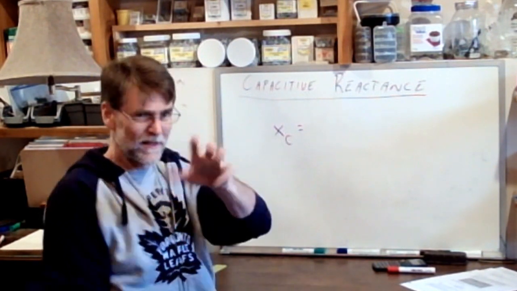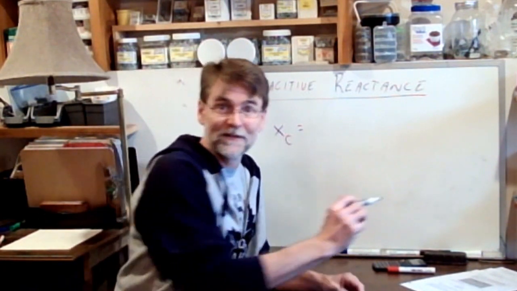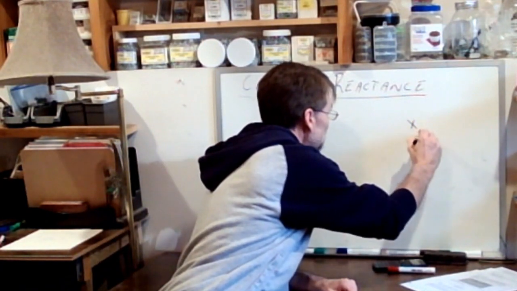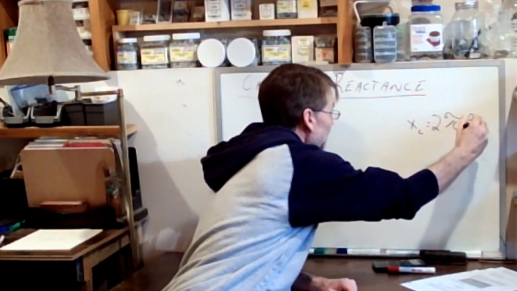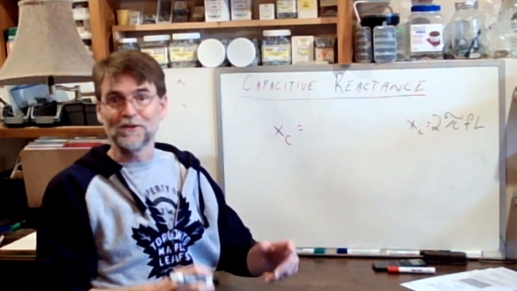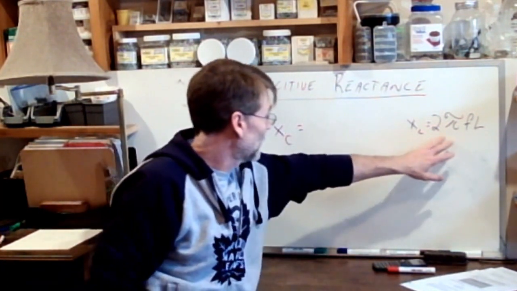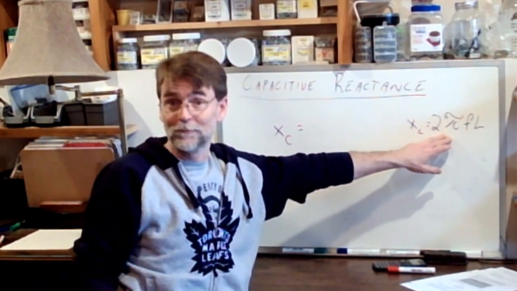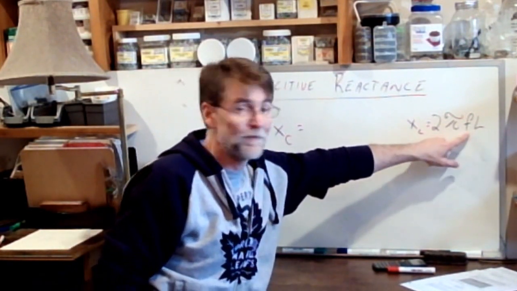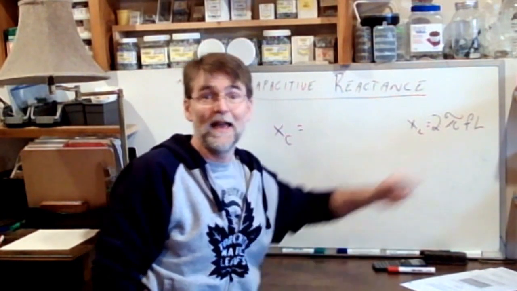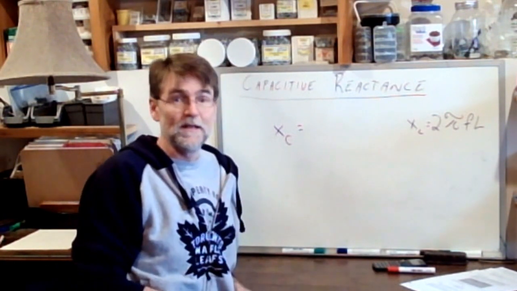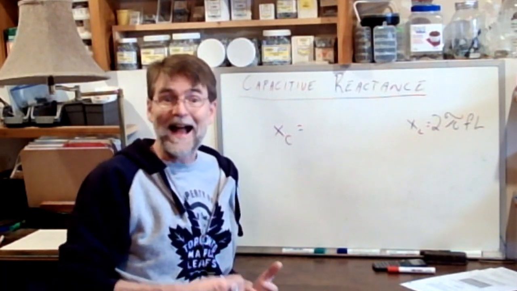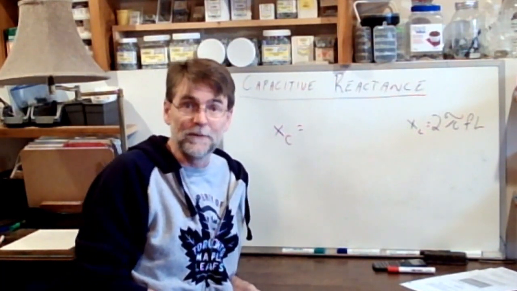Well, let's start the conversation right here. Inductive reactance was XL equals 2 pi FL. Okay, we talked about 2 pi just representing the sine wave, F the frequency of the AC power supply, and L being the size of the inductor. All of that determines the amount of reactance that inductor offers in the circuit.